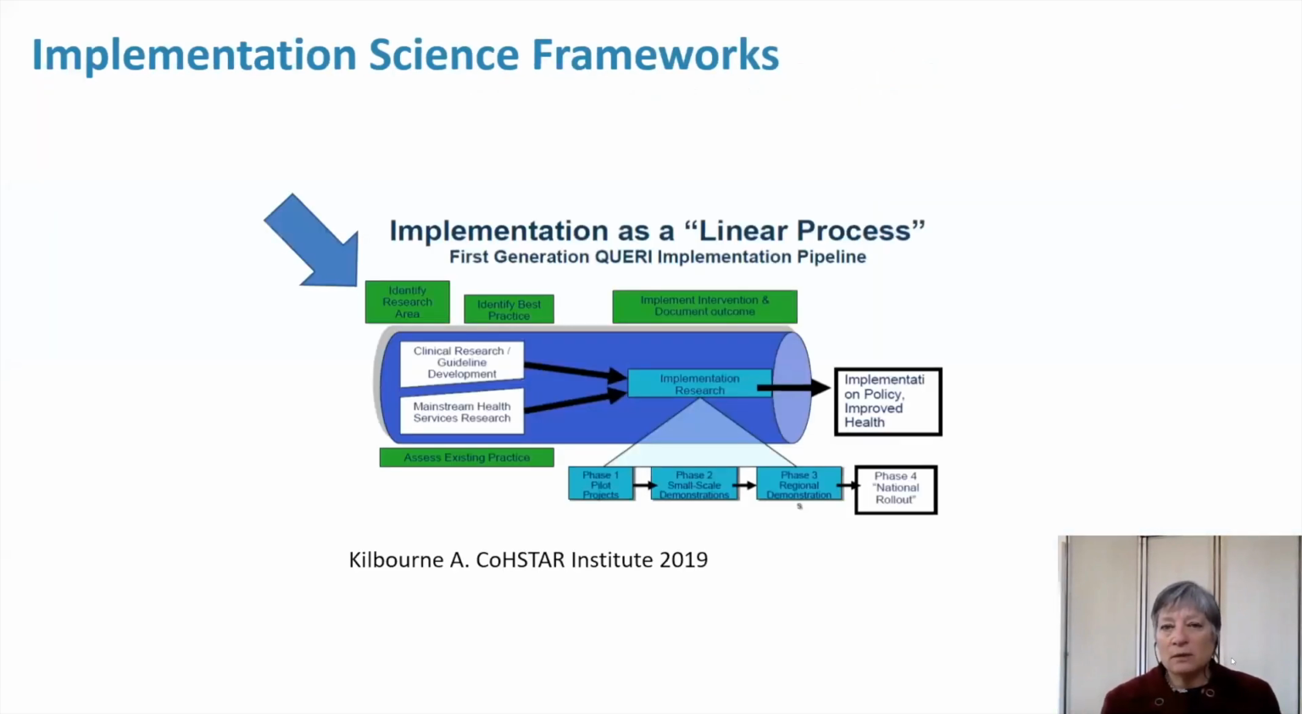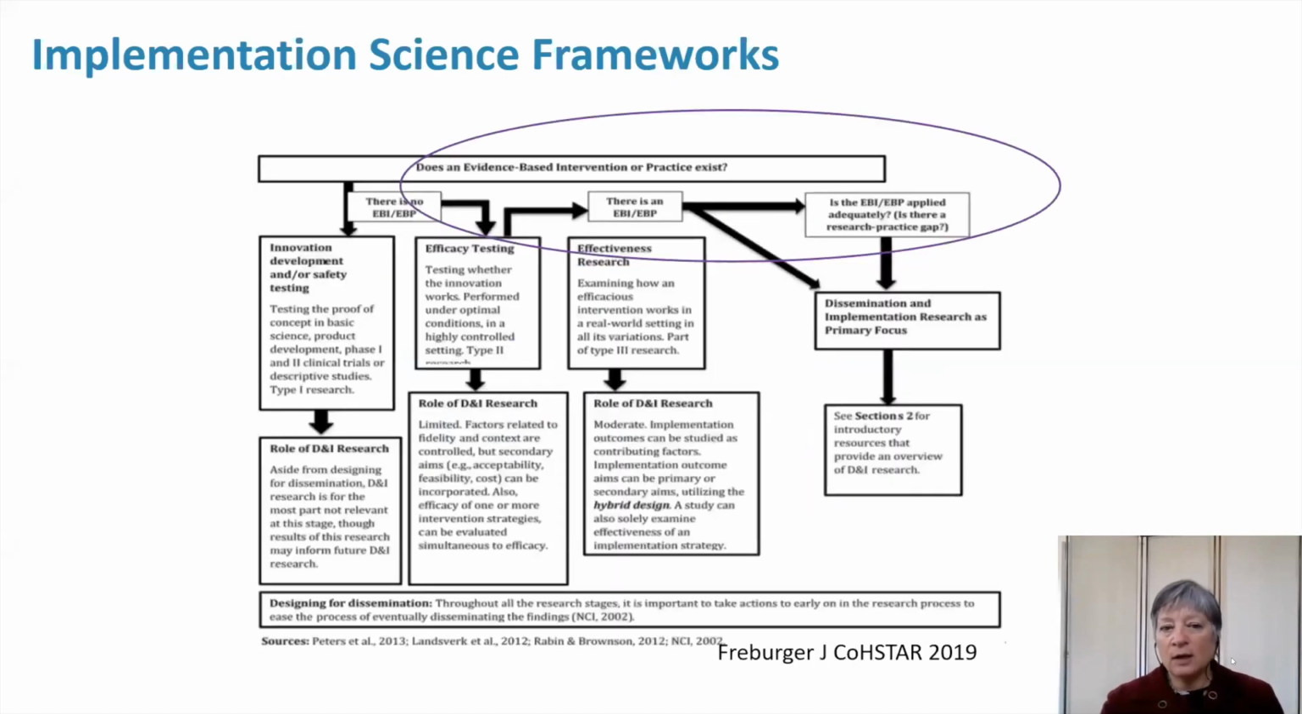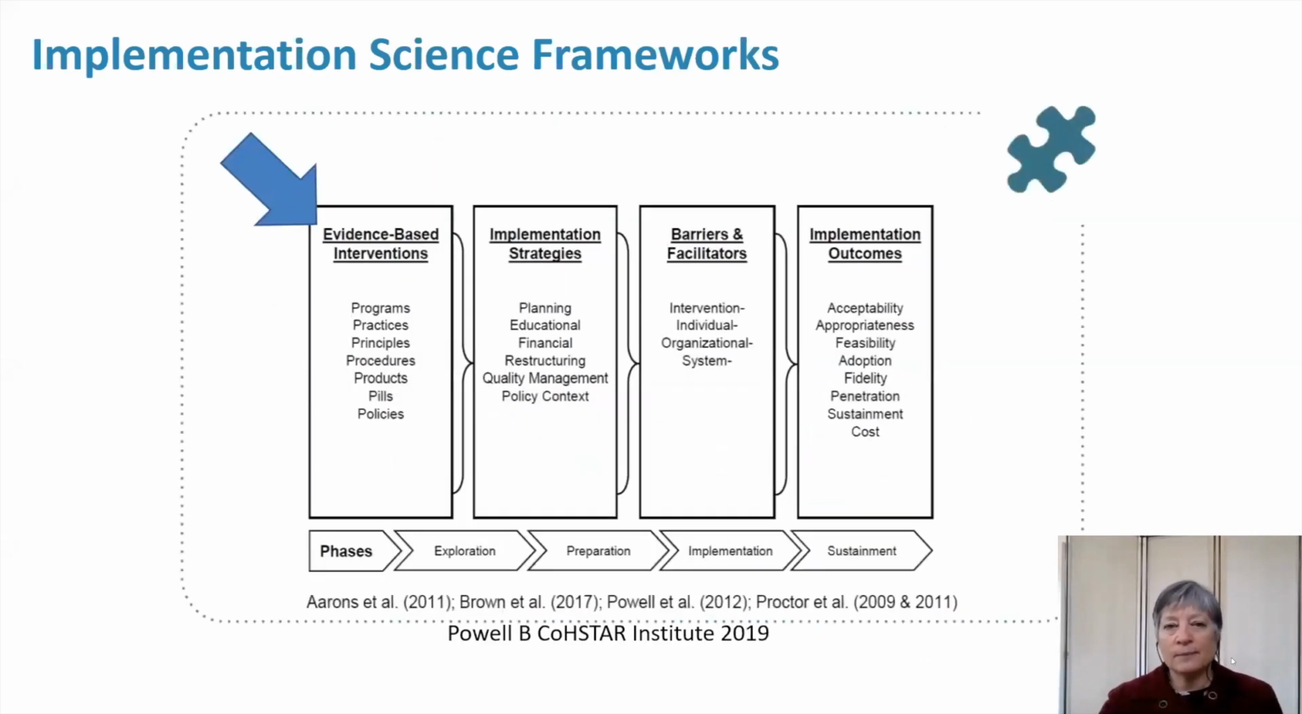In our last CoStar Institute, we saw a lot of research frameworks that were really helpful and helped us to visualize how to move forward in this area. I wanted to revisit them from the perspective of how to select a topic for an implementation initiative. And so here's one, the query implementation pipeline, where you see that the process starts on the left with identifying a research area, as most of these other frameworks do. Here in the designing for dissemination, the question in the upper right is: is there an evidence-based practice? Is there a practice gap?